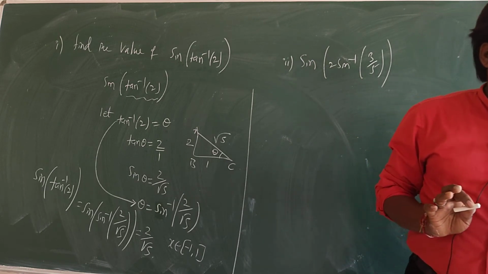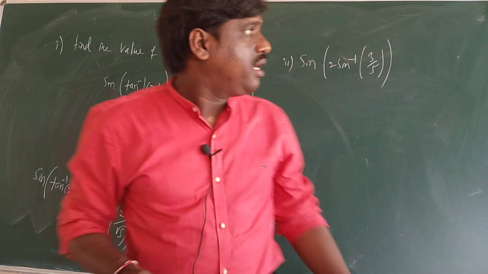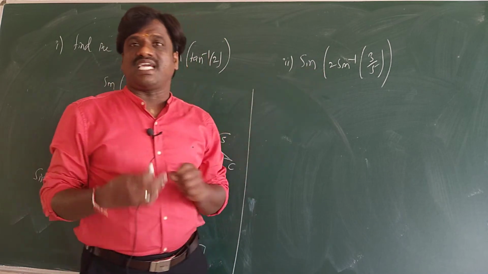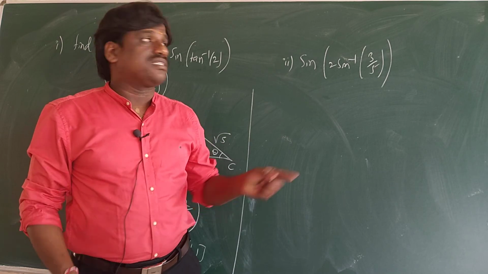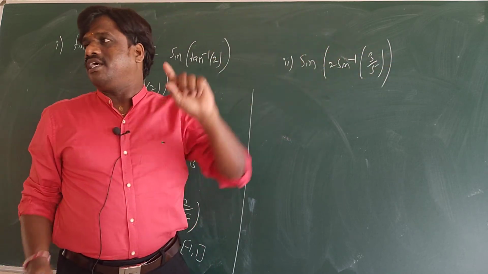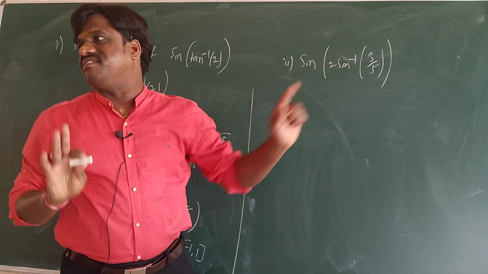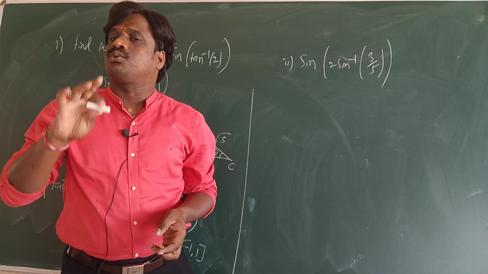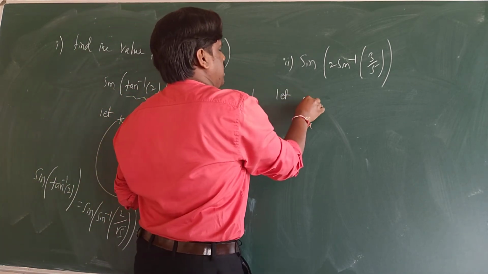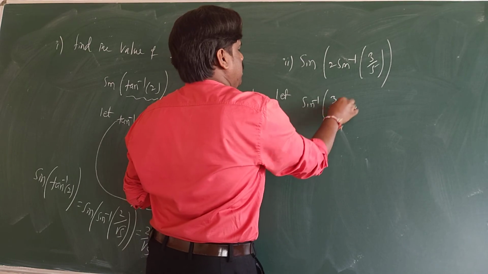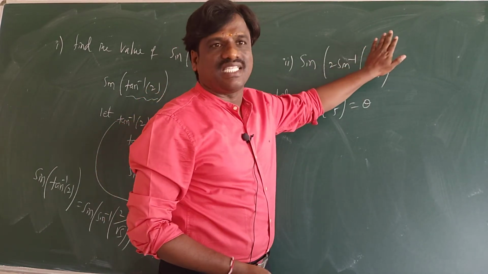Understood? Now here, see this one. I want to find this one. If it were sine of sine inverse, I could write the direct answer. But here there is a twist. It is not sine of sine inverse, it is sine of 2 sine inverse 3 by 5. So what I do here, let us take sine inverse 3 by 5 as theta. It means this whole part I considered as theta.